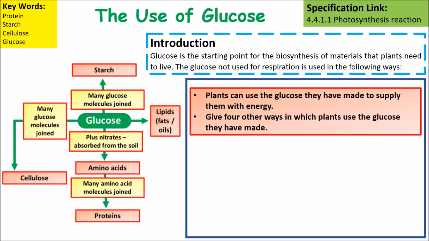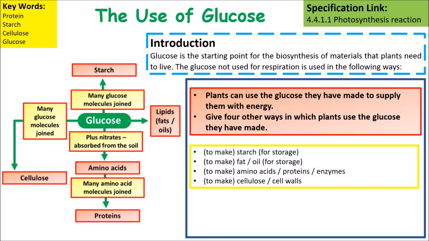So plants can use the glucose they have made to supply them with energy. Give 4 ways in which plants use the glucose they have made. So if we think back to what we previously looked at, some of the things that you might want to talk about is that the plant can use it to make starch, it can store it as fats and oils, it can use it to make amino acids, which can then be used to make proteins and enzymes, and it can use it to make cellulose, which is used to make cell walls.